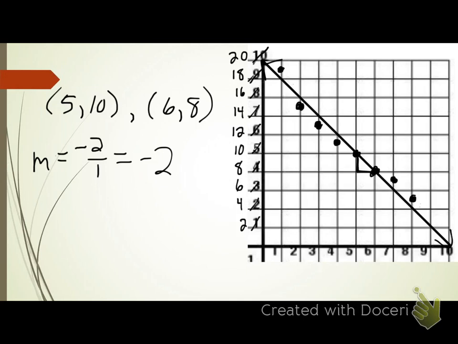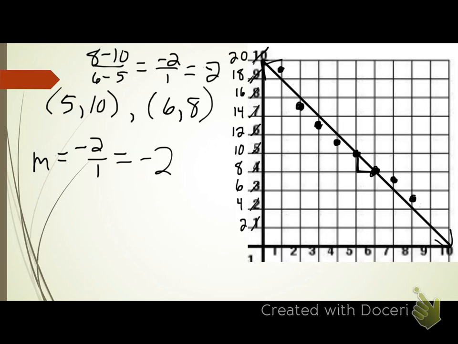Everyone okay with how I got the slope? We also could have done y2 minus y1 over x2 minus x1. We get the same thing. Questions there? Okay, now what? Where do you guys want to go from there?